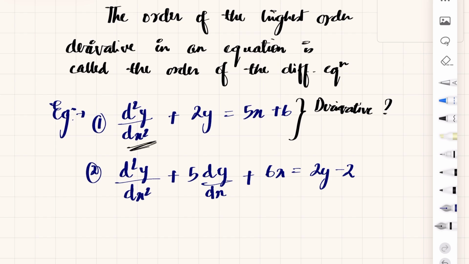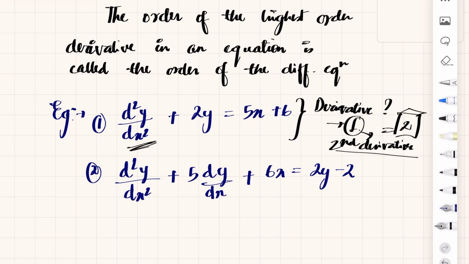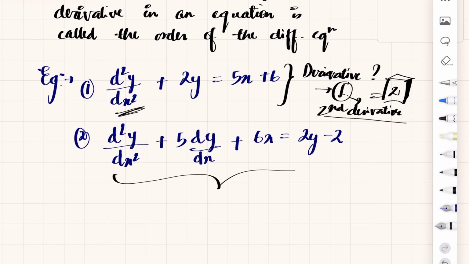We have only one. And what is the order? It is a second derivative, right? What kind of derivative? It is a second derivative. So that means the order will be 2. 2 is the answer. So it's a second order differential equation.